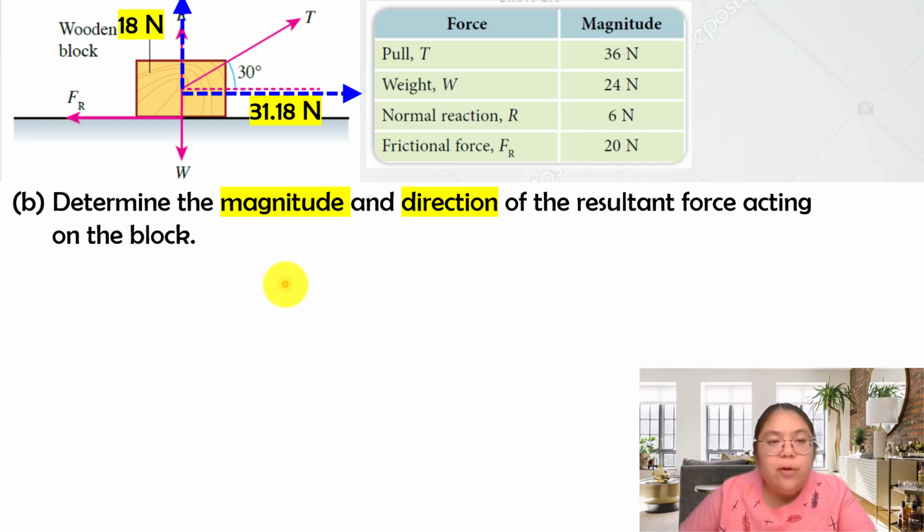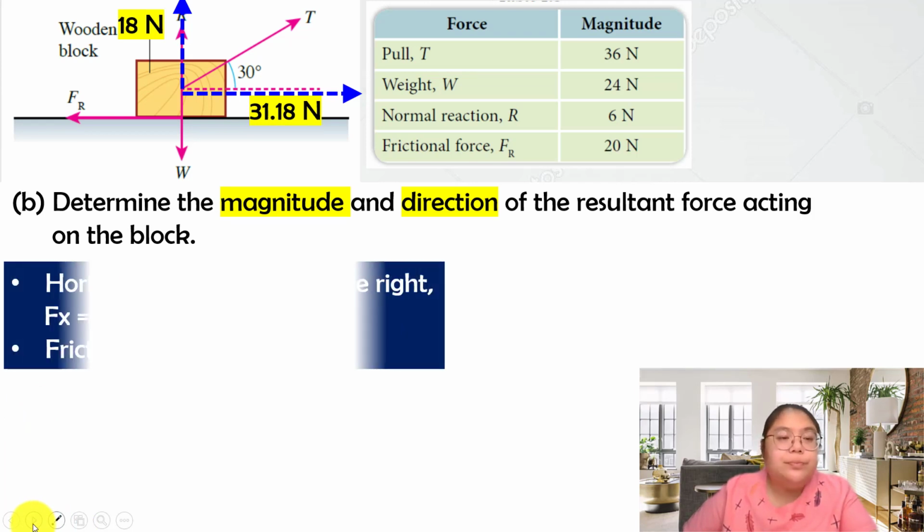Final resultant force acting on the block. So we need to do the plus and minus. Finally, I want to get the net force. Remember, the net force, or resultant force, means after you add and subtract, the last one that you get. So from here we're going to see how to find the resultant force.